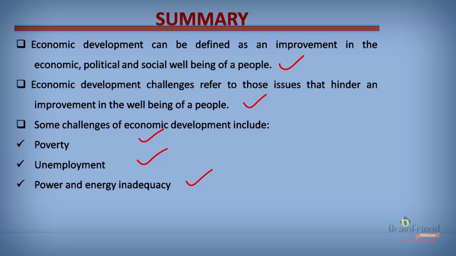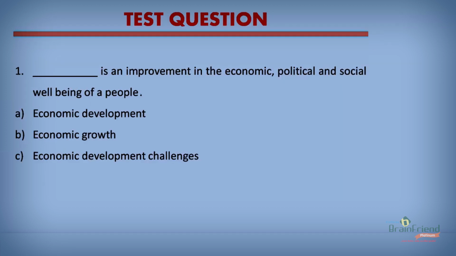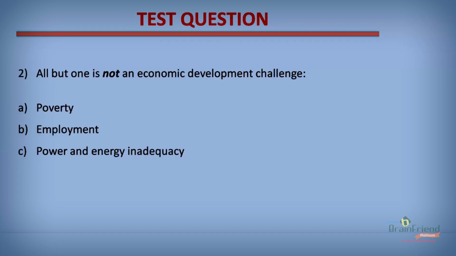Now let's take some questions to know how much we have learned so far. Question 1. Dash is an improvement in the economic, political, and social well-being of a people. A. Economic development. B. Economic growth. Or C. Economic development challenges. The correct answer is A. Economic development.